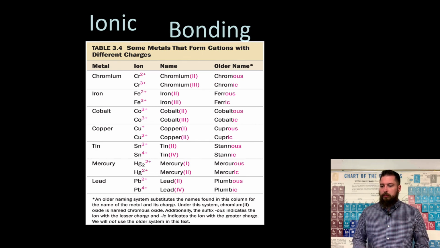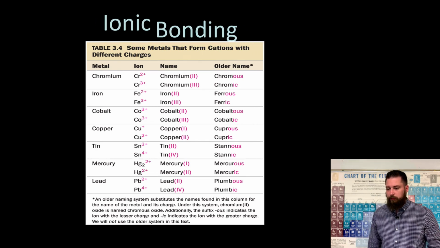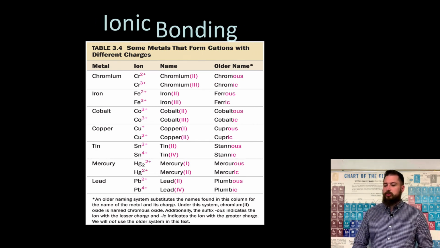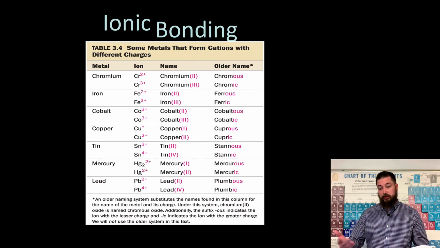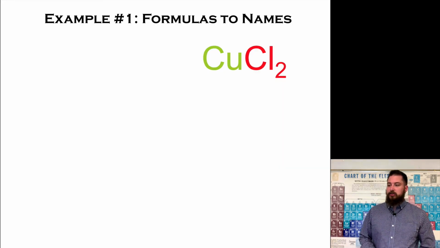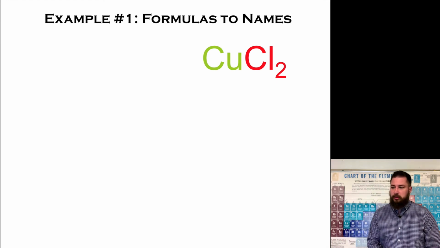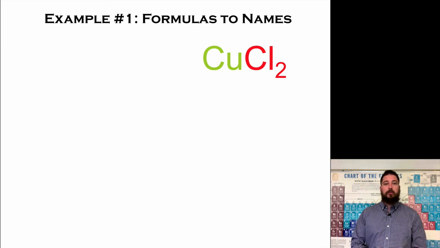And so here's a list of different ionic transition metals. Notice how they have different charges, and so chromium can be a 2+ or 3+, iron's 2+ or 3+, and so on. So when we're naming them, we can't just say iron chloride. We have to say iron(II) chloride or iron(III) chloride because we need to know which charge that iron is. For example, this here is copper chloride, except the copper can have a 2+ or a 1+.